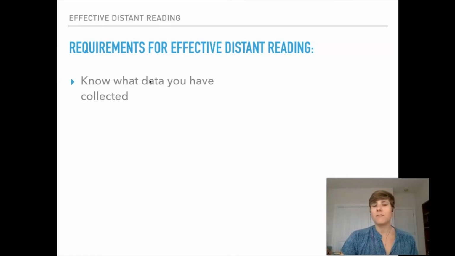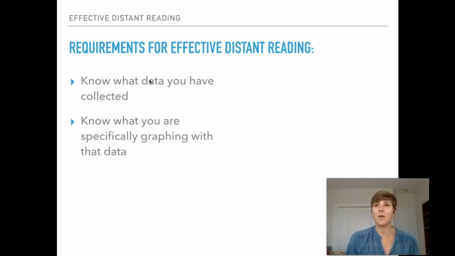So in order to do this effectively, there are a few things that you do need to pay attention to. First, you need to know what data you've actually collected. This seems really obvious, but as we'll walk through in the next video when we get into Voyant, this actually takes a little bit more care than what you might immediately think, even when just working with a literary text.